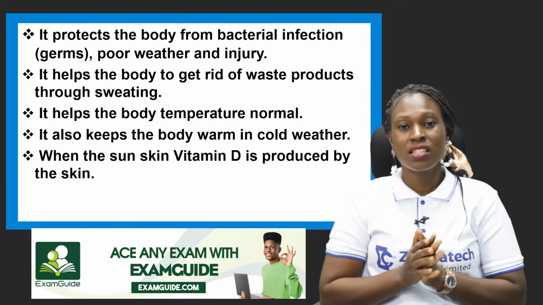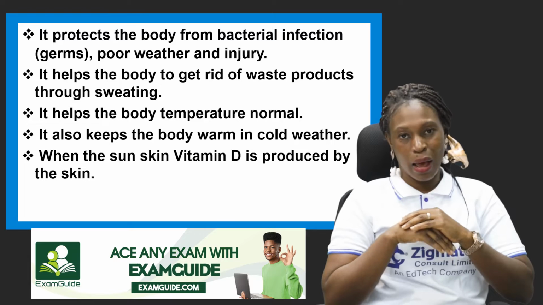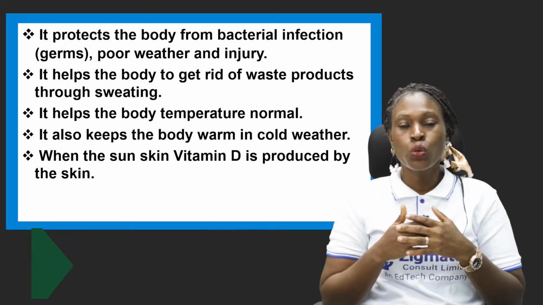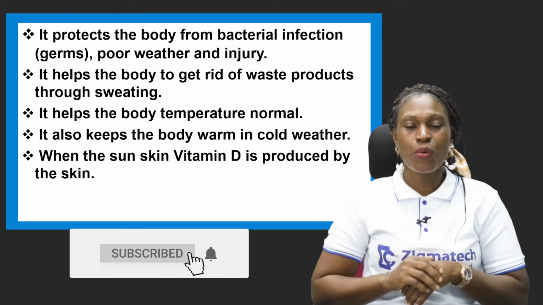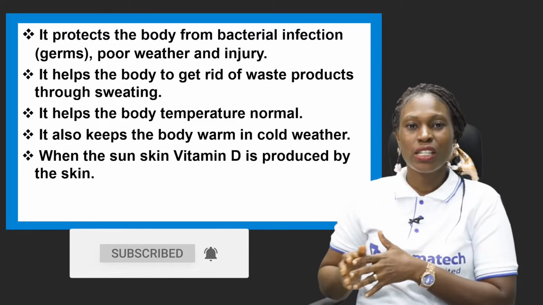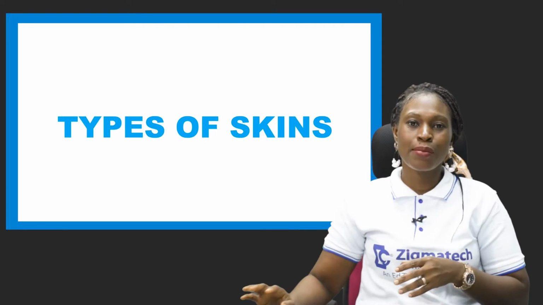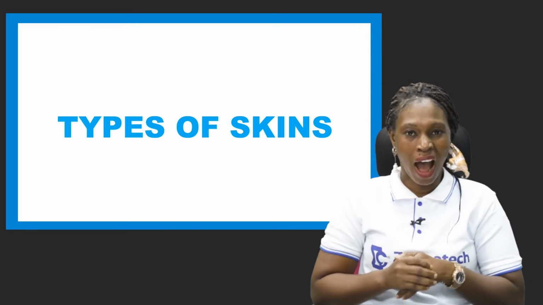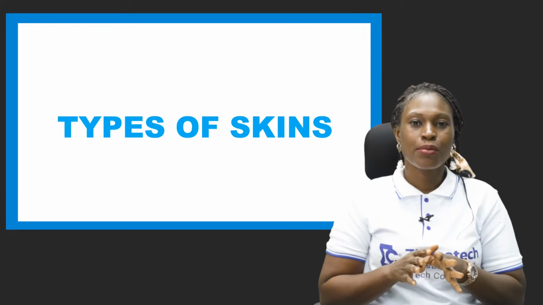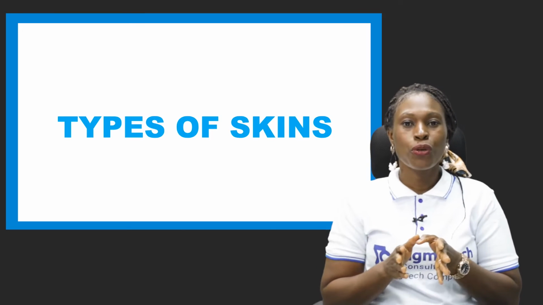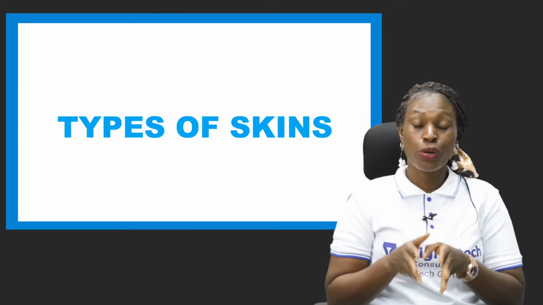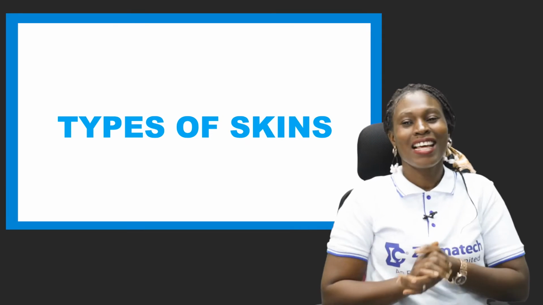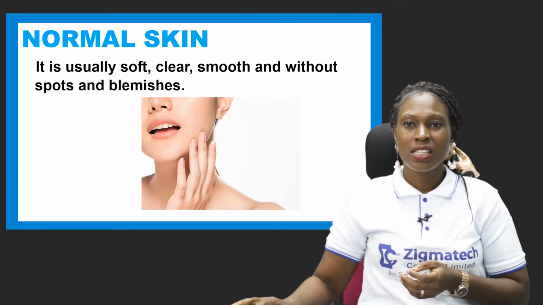Now, the skin is a whole package, and we need to take care of our skin as well. We need to do some things to keep the skin very, very healthy. So we're going to proceed to the different types of skin. Maybe you should be able to know the type of skin that you have. There are different types of skin, and this will help you to know the type of products that you need to apply on your skin. So let's move on to the types of skin.